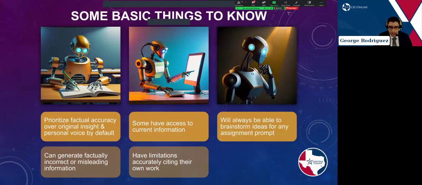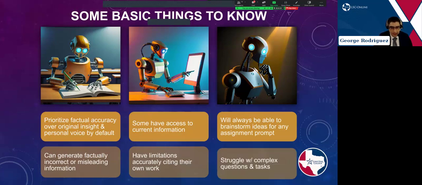All right, so students will always be able to brainstorm ideas for any assignment prompt. So it's important to note that no prompt is completely 100% foolproof against AI. Students will, of course, always be able to use AI as a brainstorming tool, and using it as a brainstorming tool in itself is generally okay. But nevertheless, you can make writing assignments less susceptible because AI struggles with complex questions and tasks.